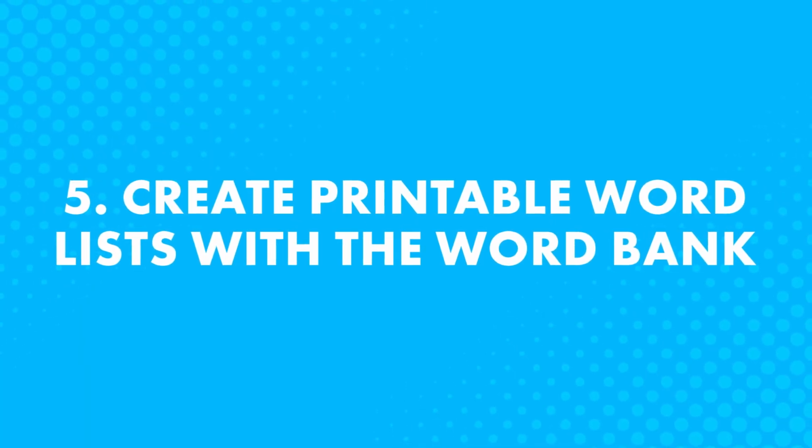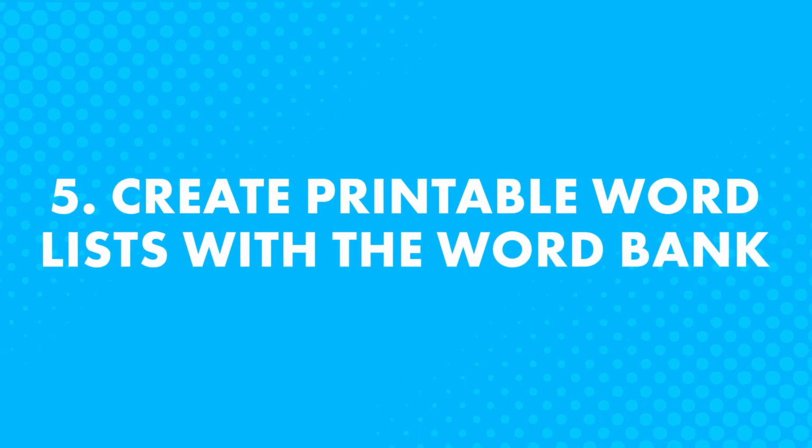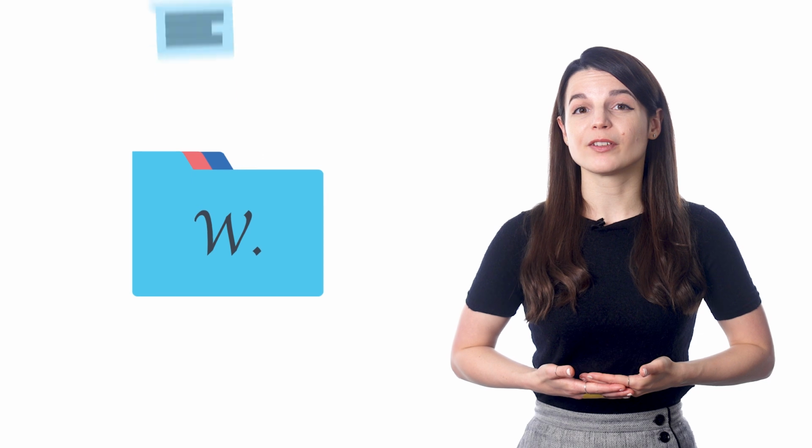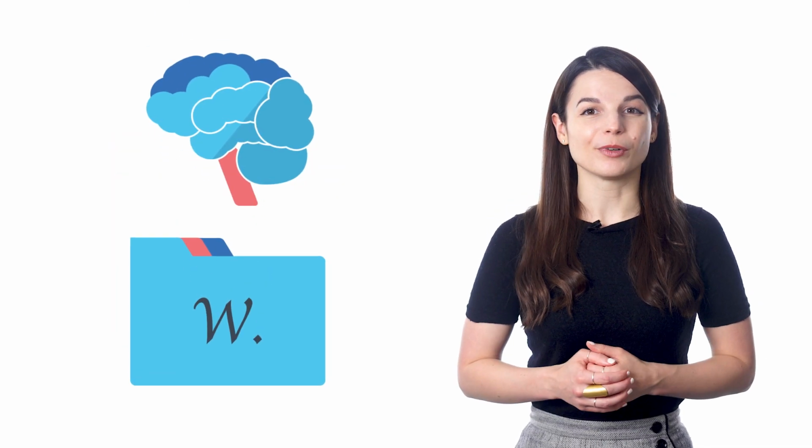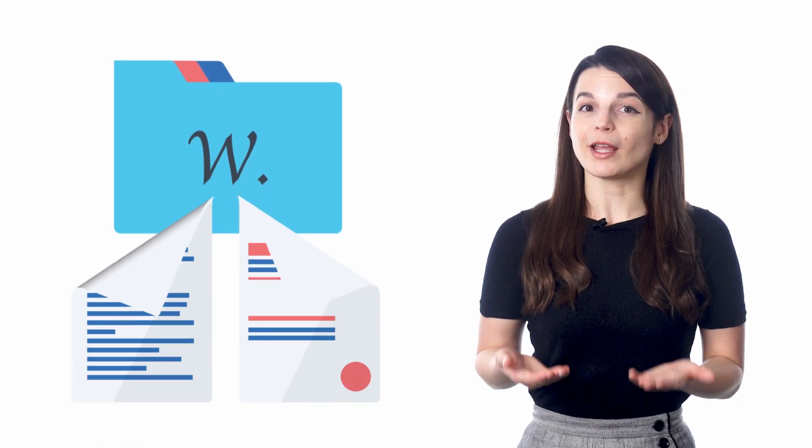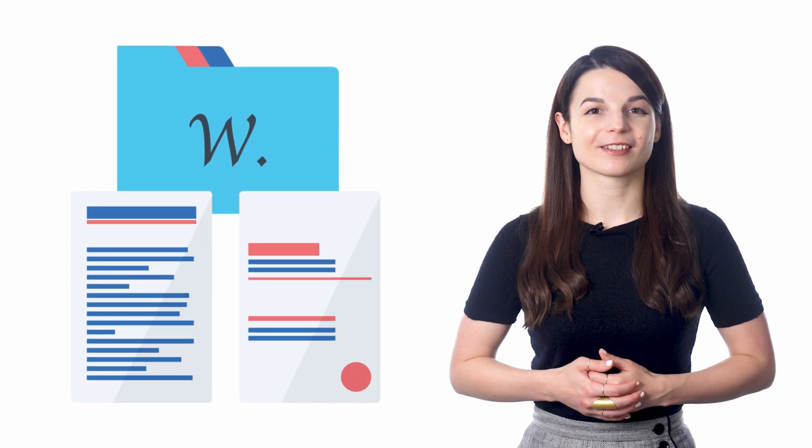Number 5, create printable word lists with the word bank. The word bank is a study tool that lets you save words and phrases from lessons and vocab lists. Think of it as your extended brain. If you come across a new word that you want to review later, you can save it to the word bank. But the word bank also lets you print out your word lists. So click on the printer-friendly option inside Word Bank and print out your collection of words. You can use that sheet for writing practice.